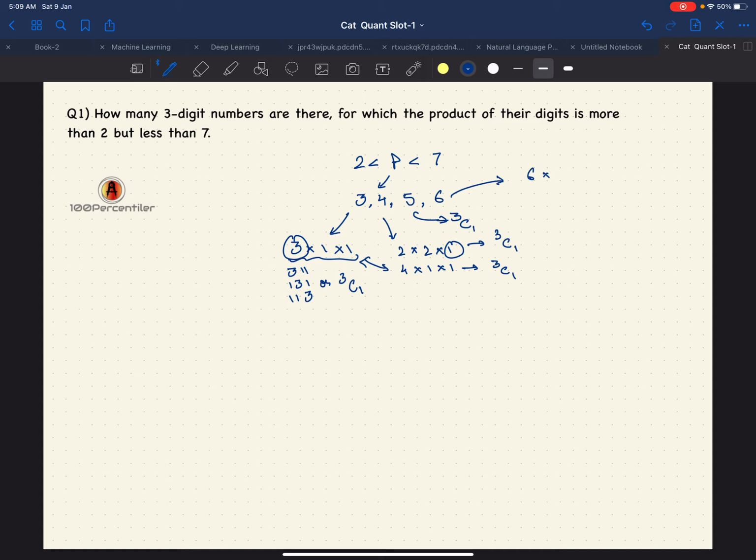6 can be written as 6 cross 1 cross 1 and 3 cross 2 cross 1. Now this is similar to previous cases, and therefore there are 3C1 such numbers, but for 3 cross 2 cross 1, there are 3 factorial ways to place 3 distinct digits into 3 positions. So the total number of 3-digit numbers possible here is 3C1, which is coming 5 times, plus 3 factorial, which is 21. So 21 is the required answer here.